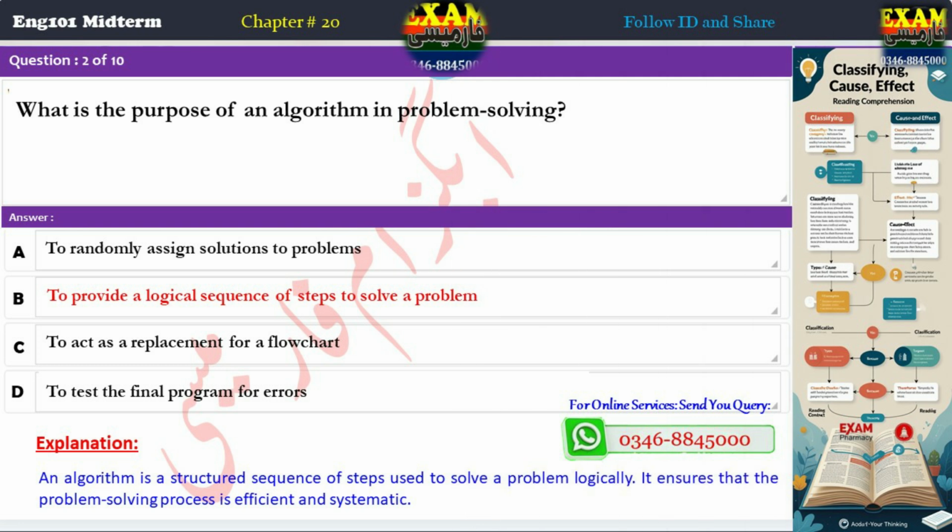Correct answer, B. To provide a logical sequence of steps to solve a problem. Explanation. An algorithm is a structured sequence of steps used to solve a problem logically. It ensures that the problem-solving process is efficient and systematic.